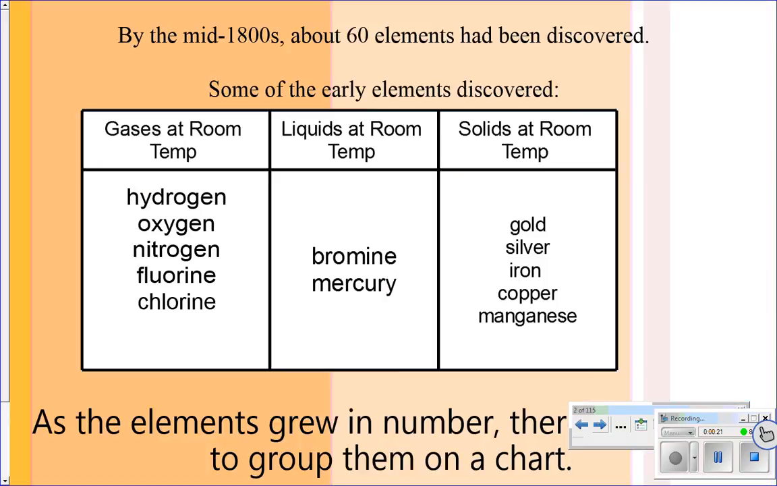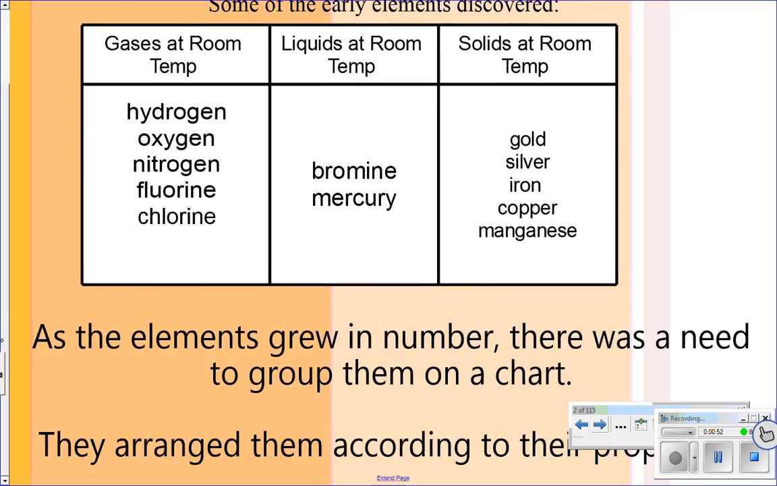By about the mid-1800s, there were about 60 elements that had been discovered. As this was continuing to grow, some common examples of early discovered elements are listed on the board. Some of the solids that were discovered were some of the non-reactive metals that we also think about as very valuable, useful metals like gold and silver, copper and iron. We also see bromine and mercury were two interesting examples that are found at room temperature. And some common gases like hydrogen, oxygen, nitrogen have been separated as well.